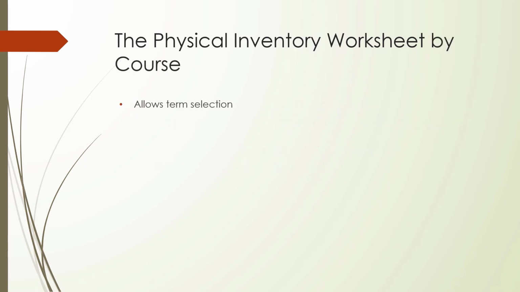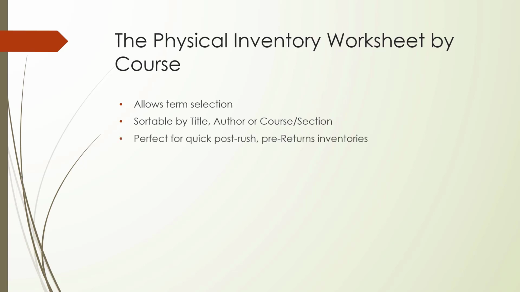The physical inventory worksheet by course is designed for term-focused textbook inventories. While generating the report, you will be able to select one or more terms that will be included for your count. You can sort this report to match how your adopted materials are organized, by title, author, or course and section. This worksheet is perfect for getting accurate counts before you make returns.